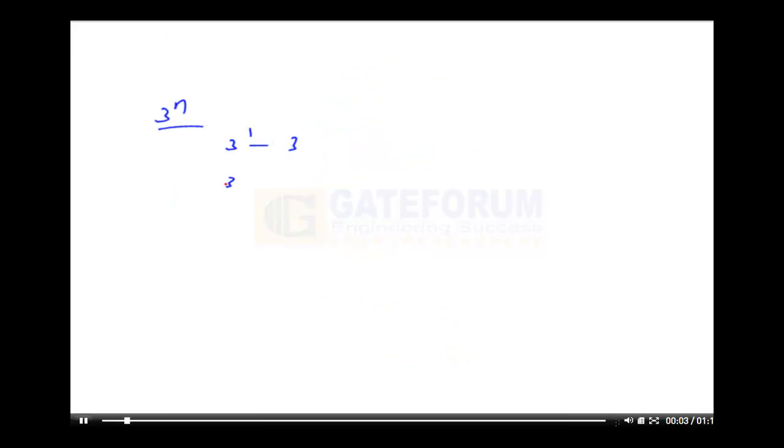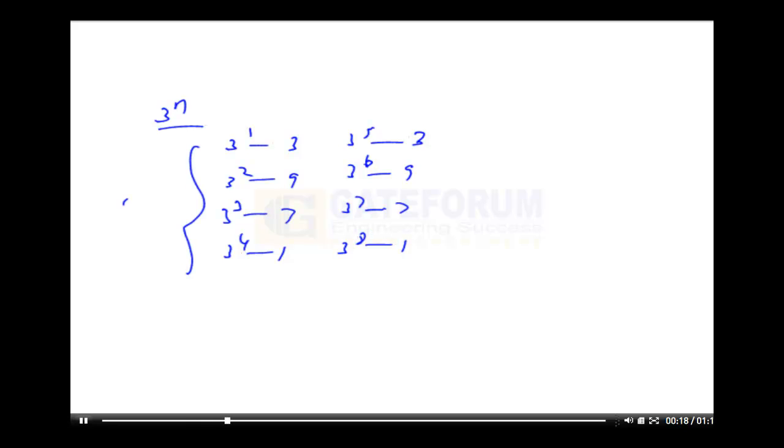3 power 1 is 3. 3 square 9. 3 power 3 will end in 7. 3 power 4 will end in 1. 3 power 5 again 3. 3 power 6 will end in 9. 3 power 7 will end in 7. 3 power 8 will end in 1. So again a cycle of 4.